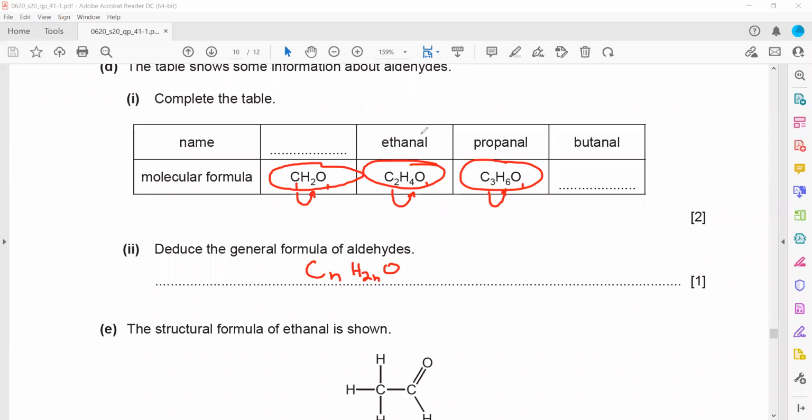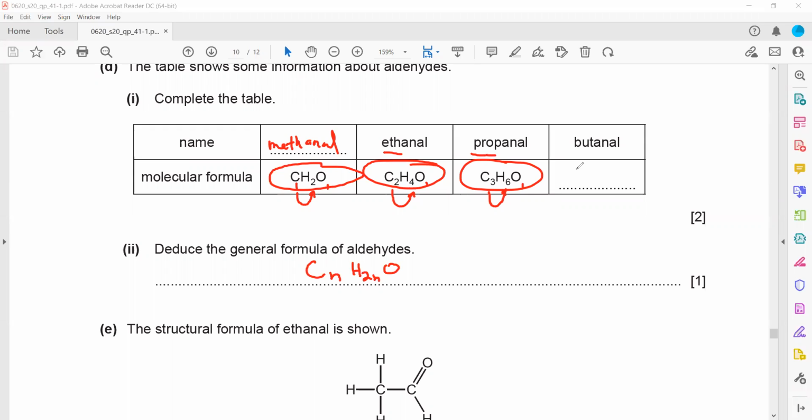So we have to complete this table. Completing the table was the first part, but I was explaining the idea. That's why I did not answer this first. So 2 carbon is ethanal, 3 carbon is propanal. 1 carbon means it should be meth, and because it's an aldehyde, it is -al, so methanal.